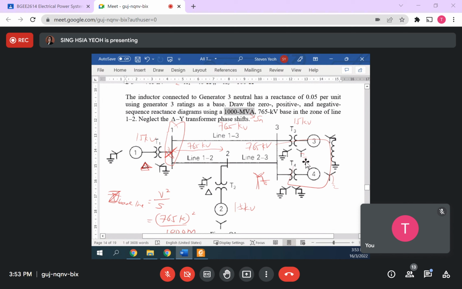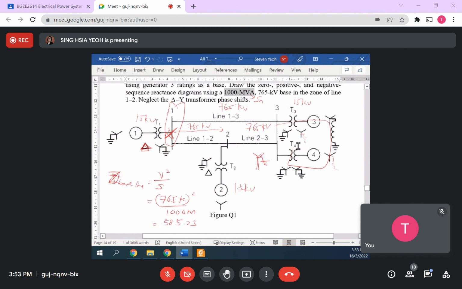This side is no more because one of the Y is not linked to ground. If one of the lines is not linked to ground, then all are not linked to ground. Understand? So all here gone. But basically it's not a big concern in your final exam. According to past years, your final exam will all be Y ground.